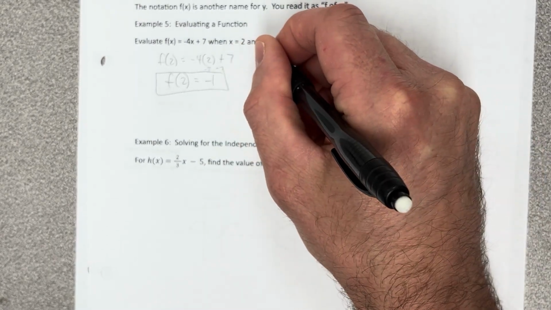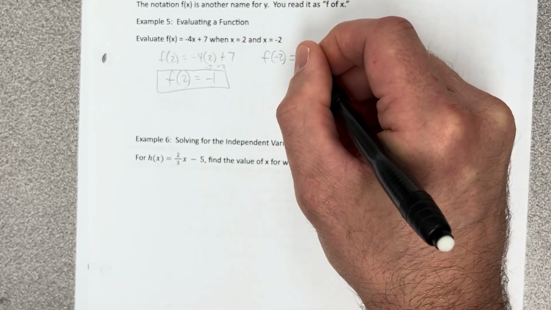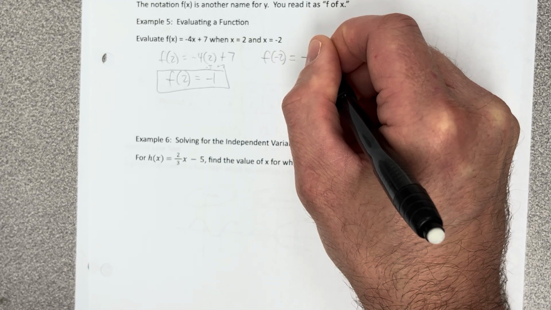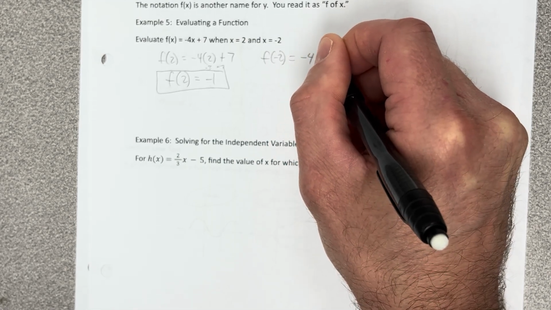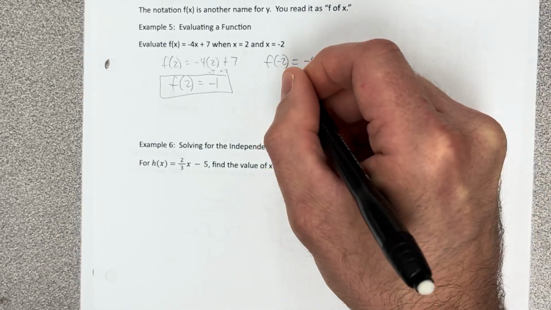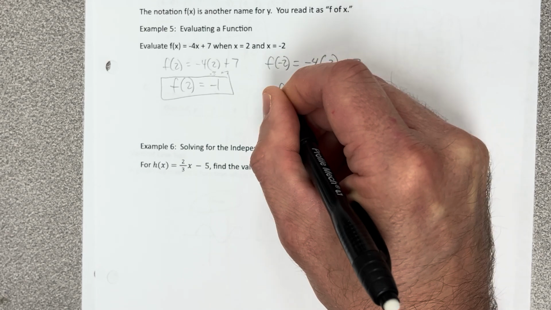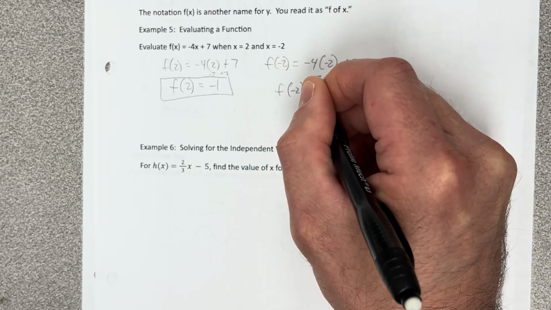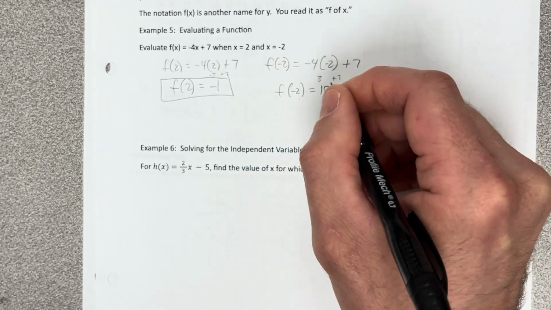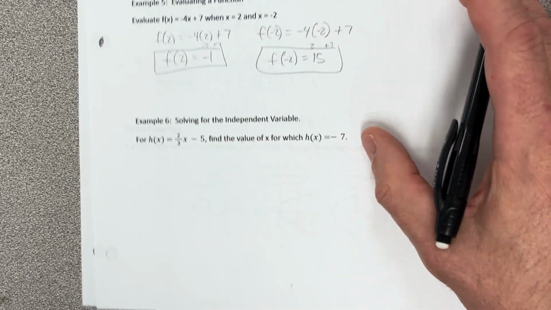And then we're also going to find the function's value at -2. And so we go -4 times -2 plus 7, and clean that up a little bit, you'll get 8 plus 7. So the function's value at -2 is 15. That's how it's done. All right.